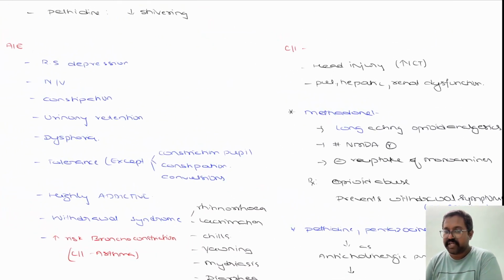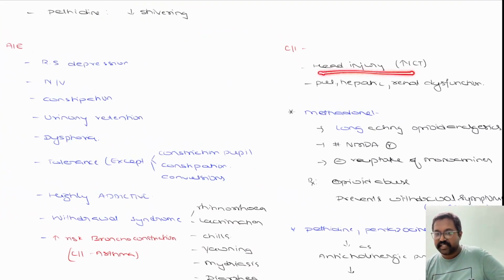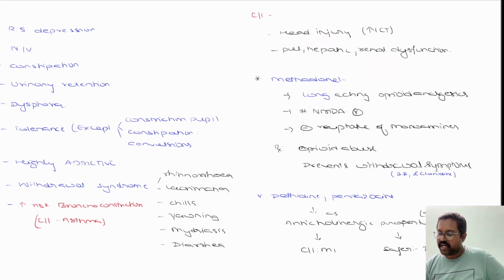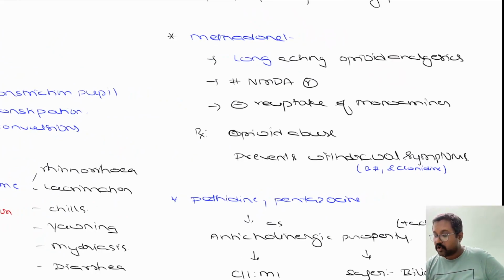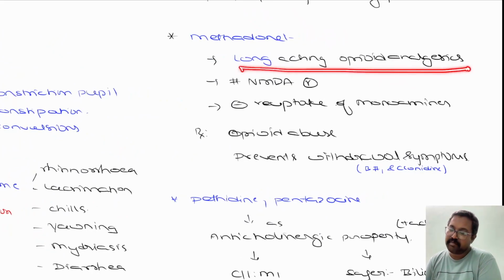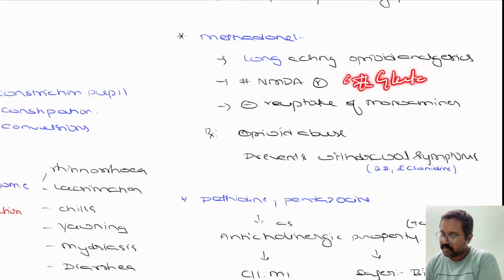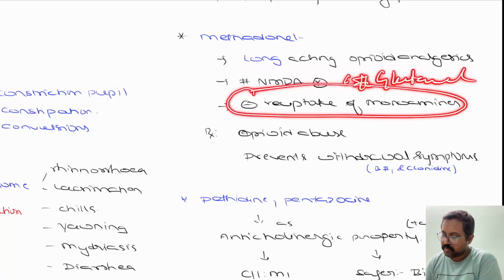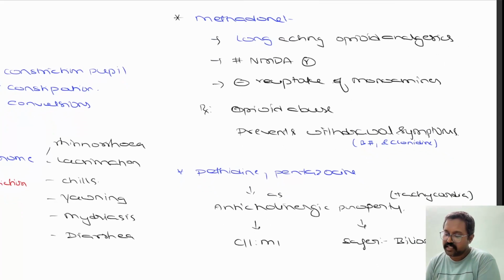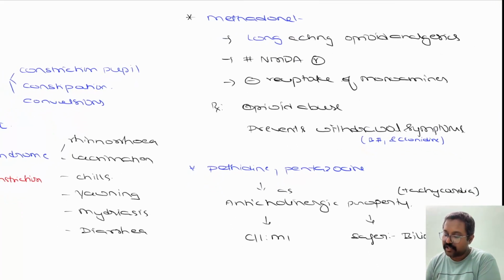The major contraindications are head injury because it increases intracranial pressure, and also in case of renal and hepatic dysfunction. So where do we use methadone? Please remember, methadone is a longer acting opioid analgesic. It blocks the NMDA receptor. That means it blocks the glutamate activity. It inhibits the reuptake of monoamines. But the very classical use of methadone is for opioid abuse as well as to prevent the withdrawal symptoms, because it is longer acting when compared to the other opioids.